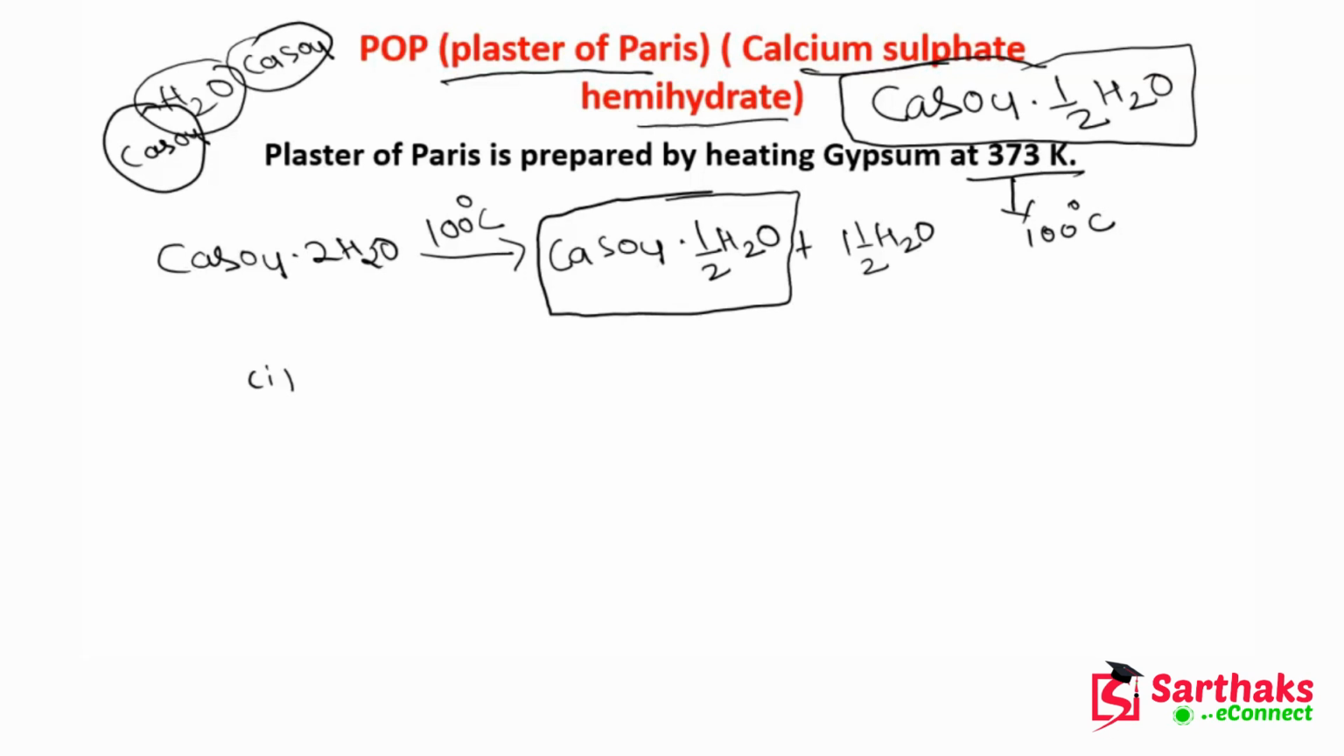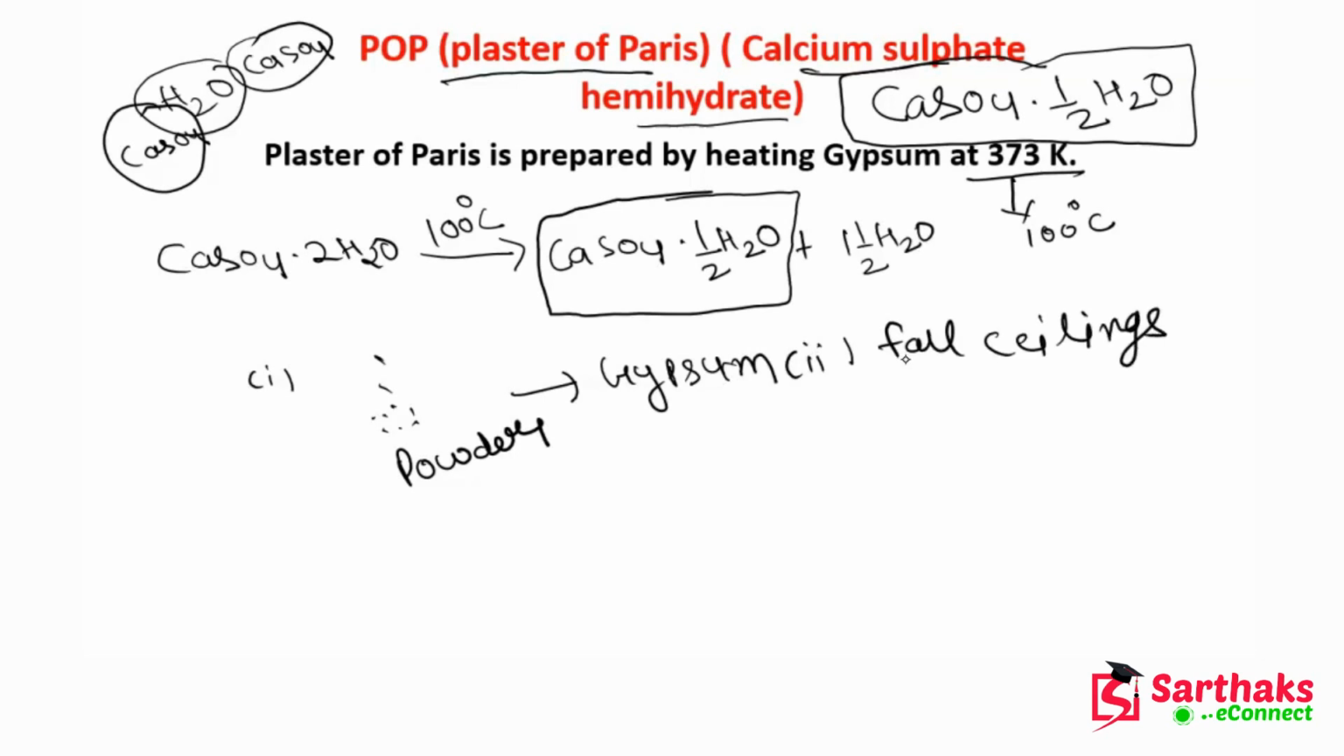Okay, because guys, this POP has a quality that it becomes harder very quickly. It is a quick hardening substance, because let's suppose this is your POP, in powder form, but as soon as you add water to it, it will become gypsum and it will become hard. So because of this quality we use it in setting of bones. Now guys, let's talk about the other use, and that is it is also used in false ceilings. Okay, it is used in false ceilings as well. So guys, I hope these uses of POP are completely understood by you.